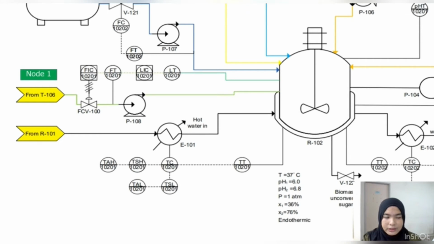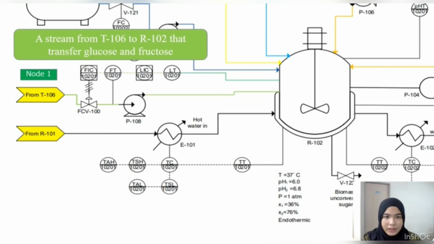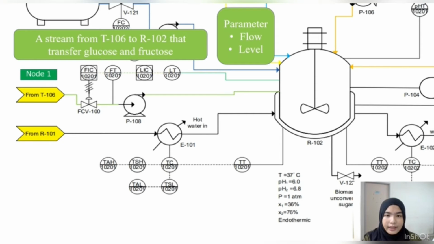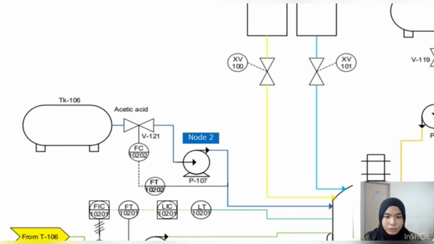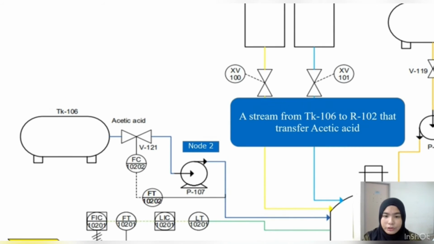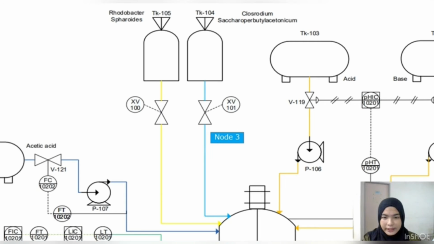The stream is from T106 to the fermenter that transfers glucose and fructose. We measure the parameters of flow and level. Then we go for node 2. This is a stream from TK106 to the fermenter that transfers acetic acid, and the parameter is flow. Then the next is node 3 in blue color.